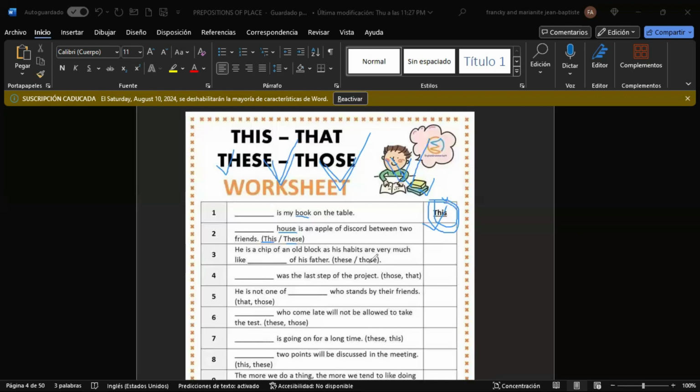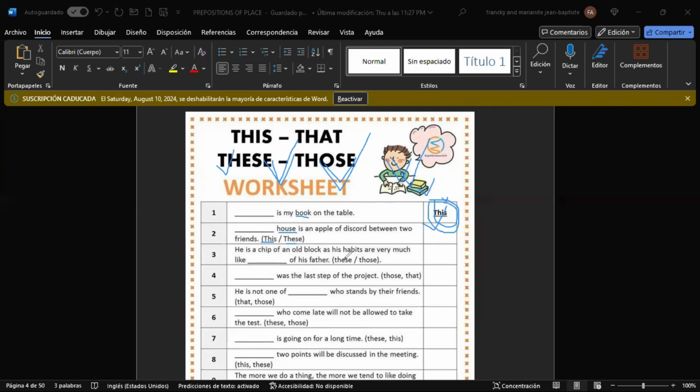Est-ce que c'est "these" ou "those"? Pourquoi "these"? Parce qu'il n'est pas au pluriel. Quel est le mot en question?